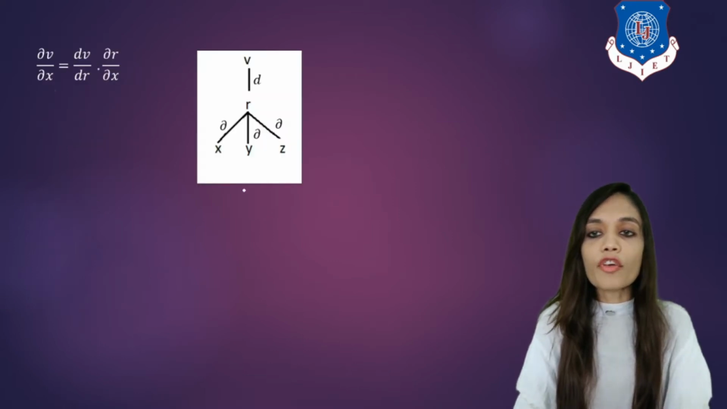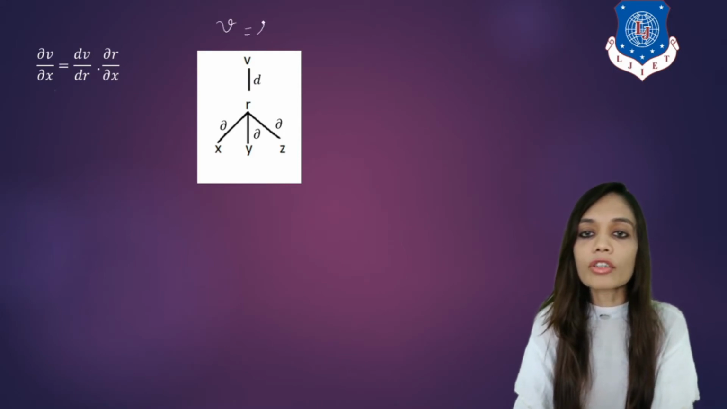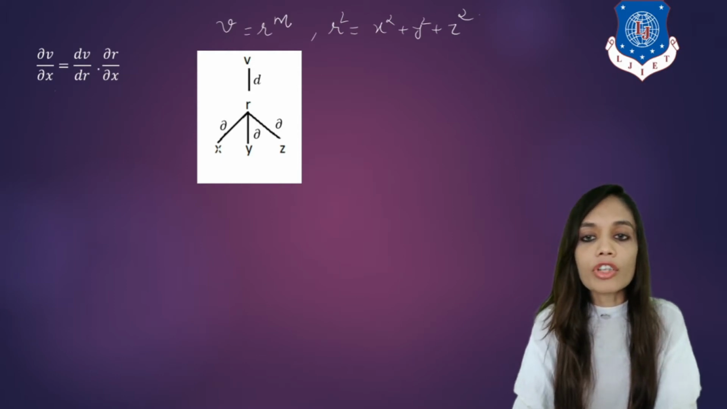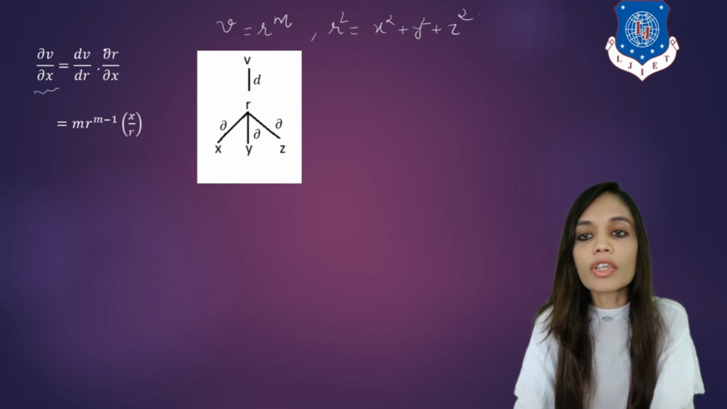So now let us find the value of del v by del x. Here we are given v is equal to r raised to m and r square is equal to x square plus y square plus z square, right? So v is a function of r and r is a function of x, y and z. Because v is a function of one variable, here we will put d, and here r is a function of more than one variable, so we will put del. So finally the formula of del v by del x will be equal to dv by dr into del r by del x.